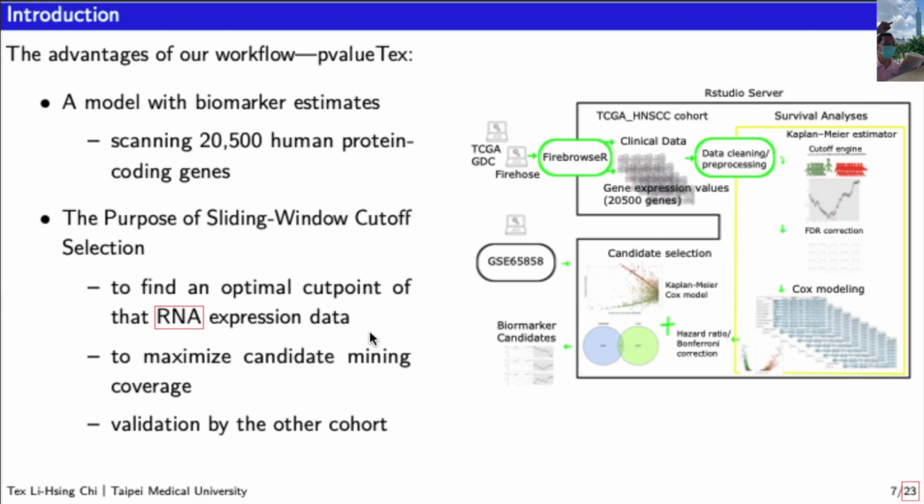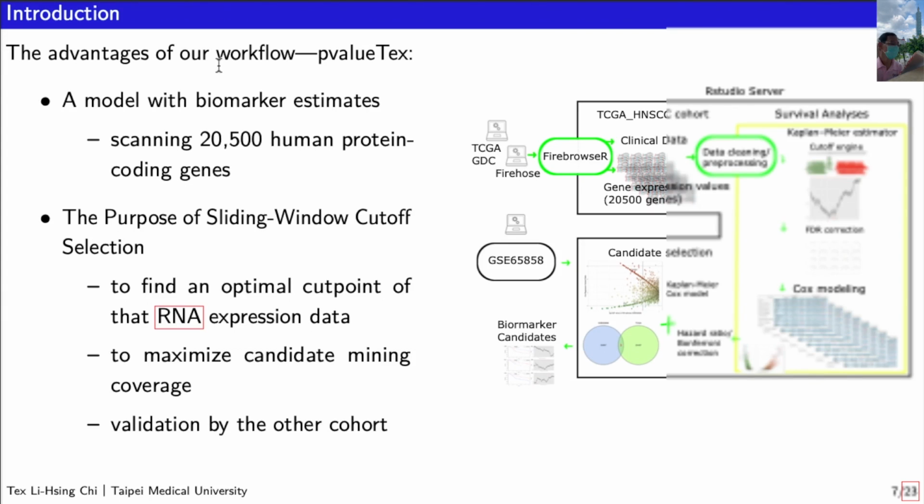Okay, and the workflow goes like this. We use the TCGA, importing the data by using the R platform in the RStudio server, including the clinical data and the gene expression data. We screen and process, go through the cutoff finding procedure using the Kaplan-Meier survival estimate, and then we use the Cox modeling, and finally we find the candidates and screen them by validation.